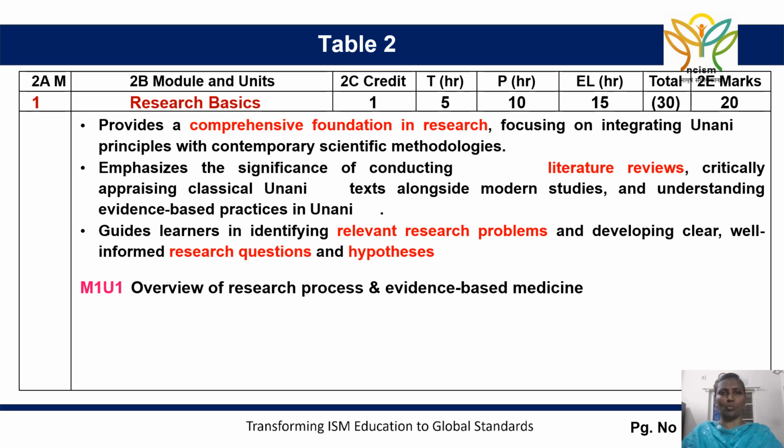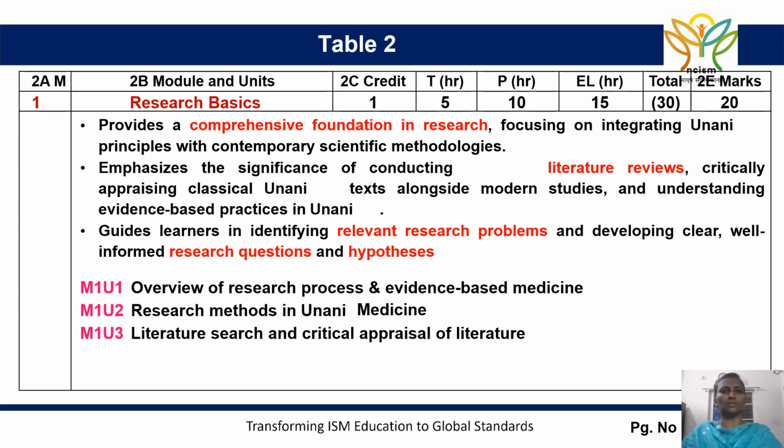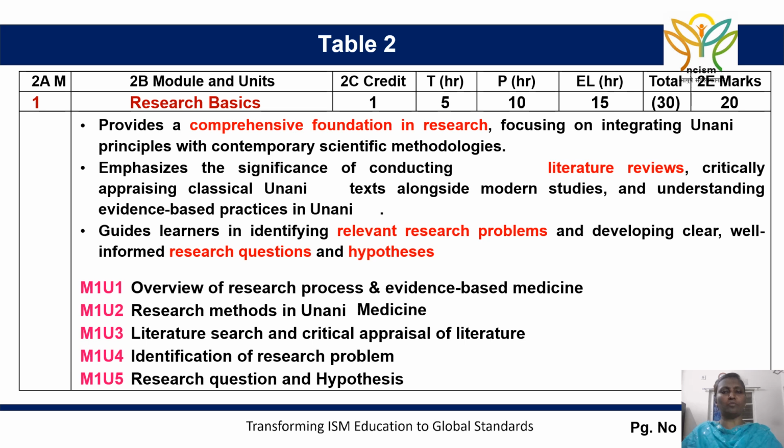Module 1, Unit 1, Overview of Research Process and Evidence-Based Medicine. Unit 2, Research Methods in Unani Medicine. Unit 3, Literature Search and Critical Appraisal of Literature. Unit 4, Identification of Research Problem. And Unit 5, Research Question and Hypothesis.